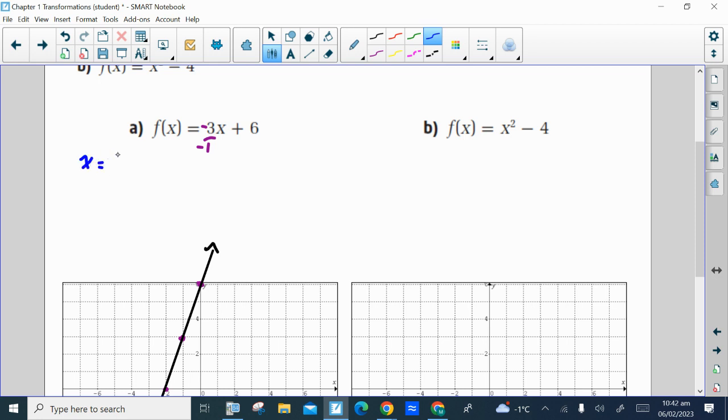Okay, to get the equation of the inverse, instead of y equals 3x plus 6, it'll be x equals 3y plus 6. And then you want to get y by itself.